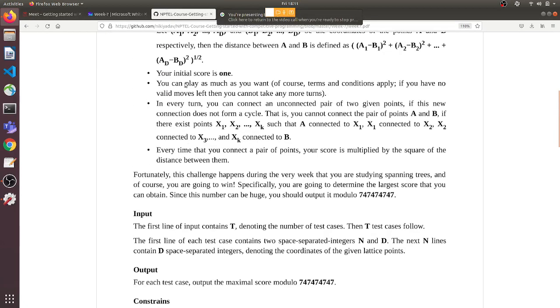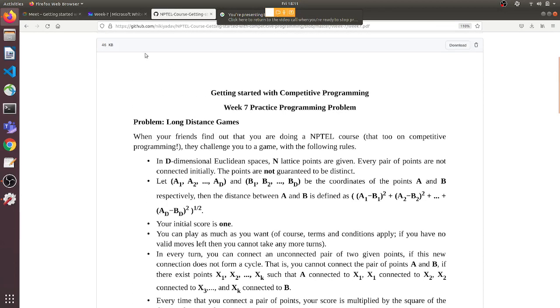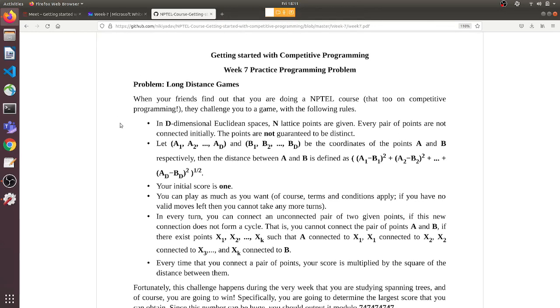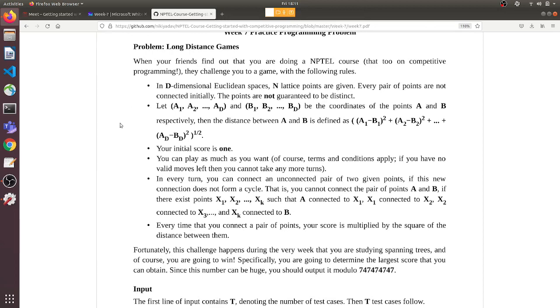So you are given n points in a d-dimensional Euclidean space, and you are given the formula for how you can calculate the distance between two points. That's the Euclidean distance.